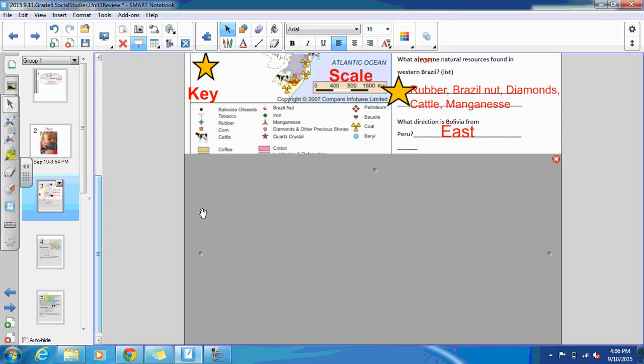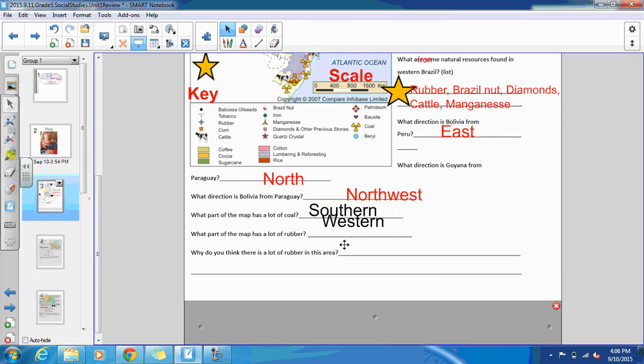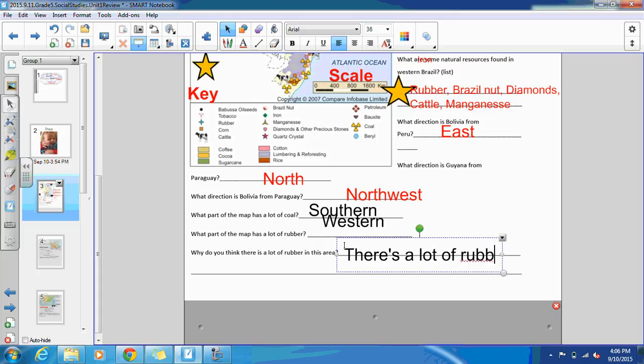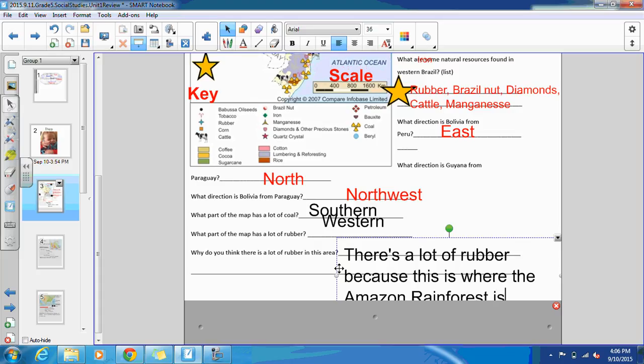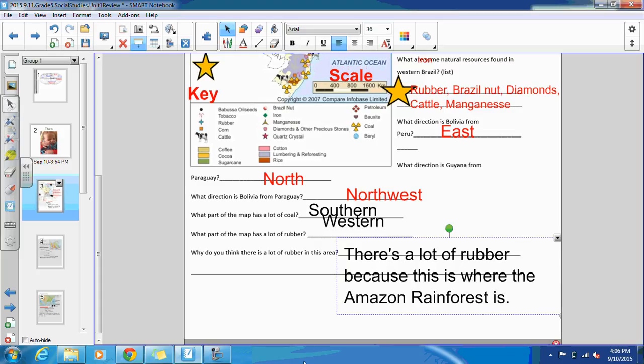Well, the answer is there's a lot of rubber because this is where the Amazon rainforest is. So rubber comes from rubber trees. The rubber trees grow in the Amazon rainforest.